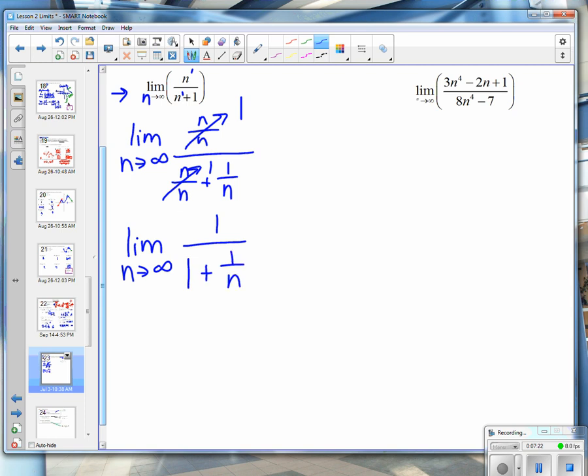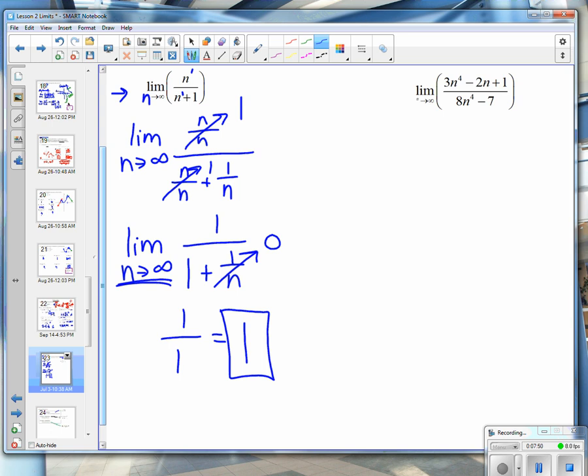Now when I plug in my value, we've done all the simplifying that we can possibly do. When I substitute in n is approaching infinity, or n equals infinity, remember 1 over n, or 1 over infinity, is going to be 0. So this is going to simplify to just 1 over 1, which is equal to 1.